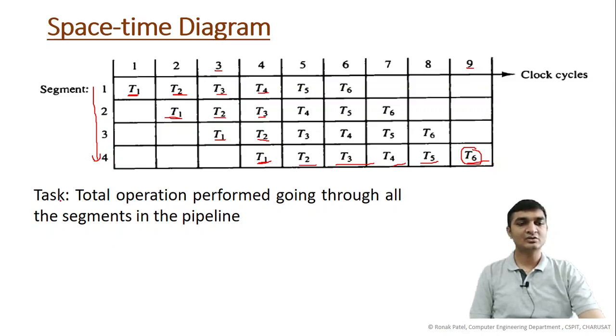Okay, so a task is the total operation performed going through all the segments in the pipeline. So all the segments 1, 2, 3, 4, that is your task, right? So T1, that is your task. We have performed that task after going through all the segments, segment 1, 2, 3 and 4.